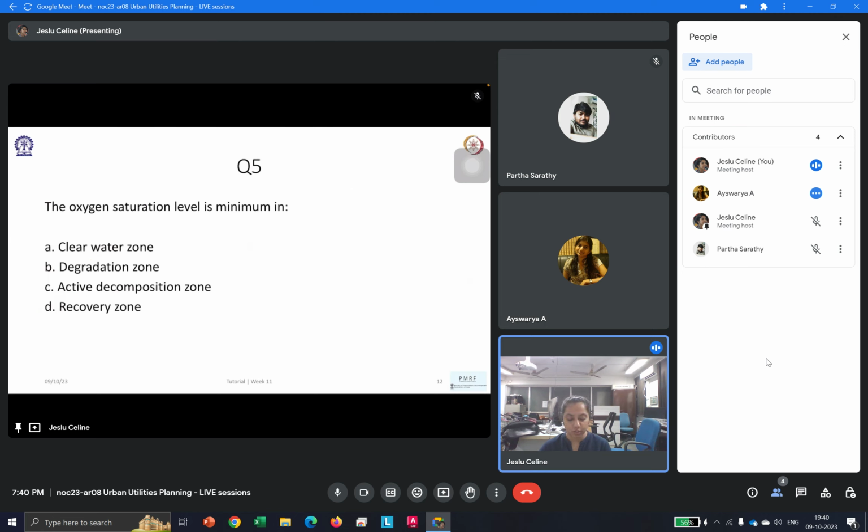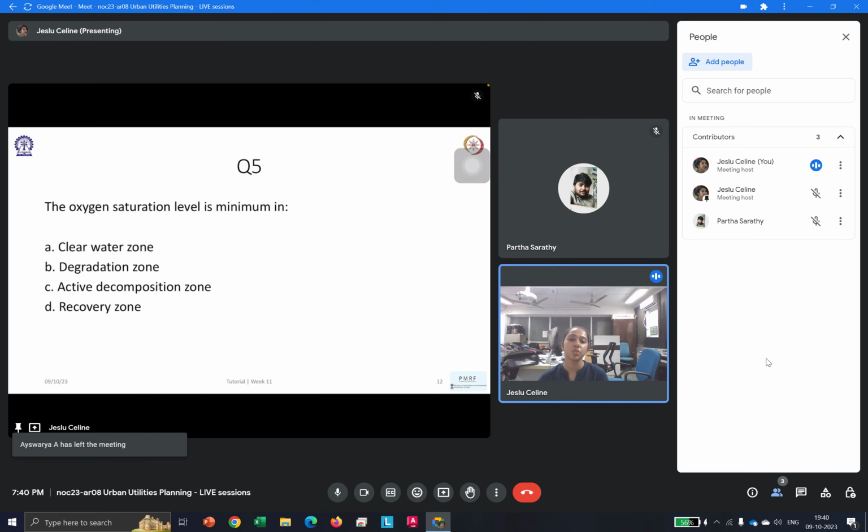The oxygen saturation level is minimum in which of the following? A, clear water zone, degradation zone, active decomposition zone, and recovery zone. Firstly, what are these zones which are given? What do they denote?